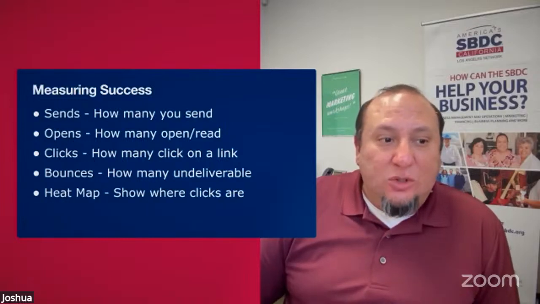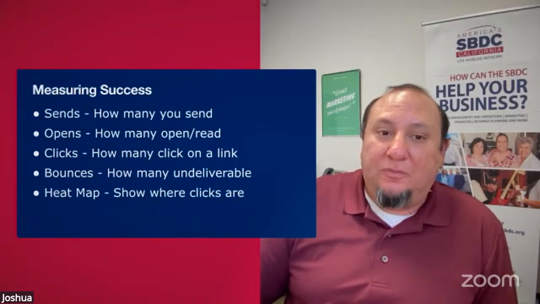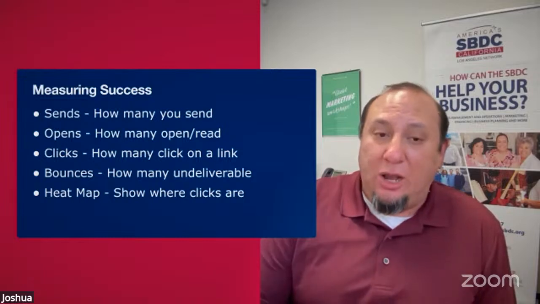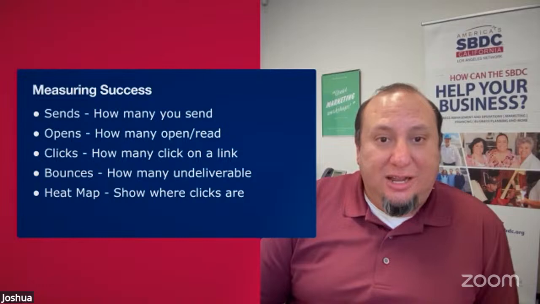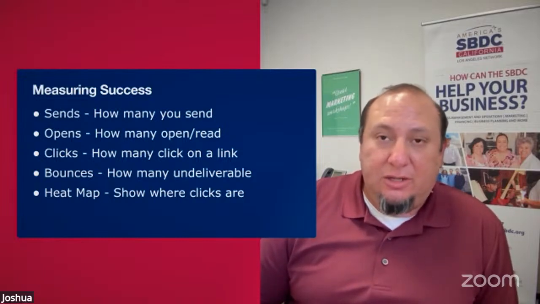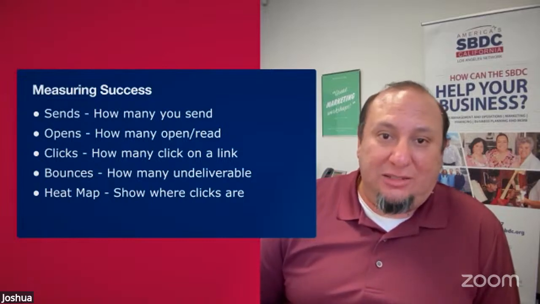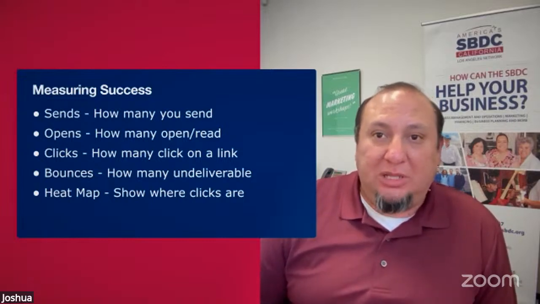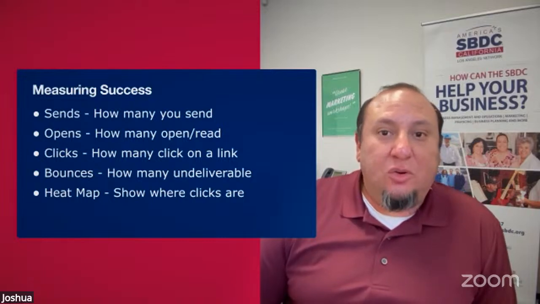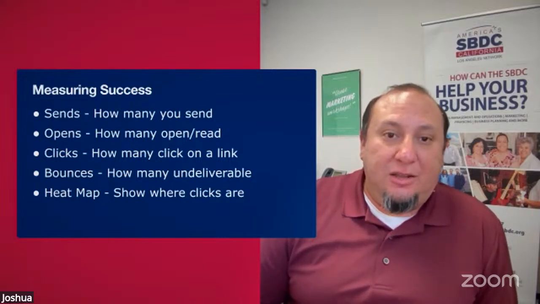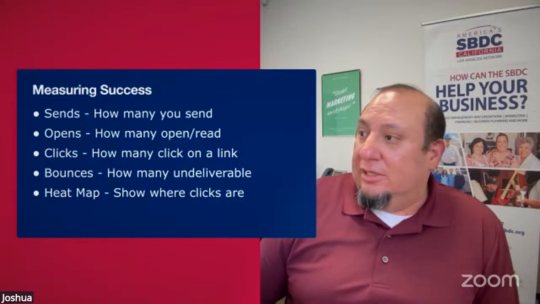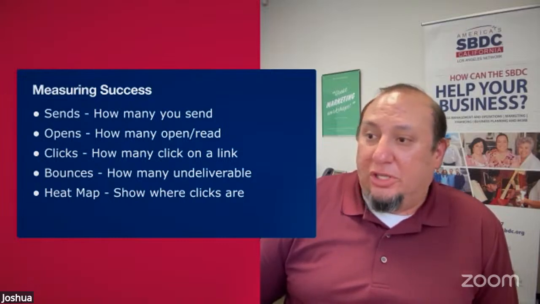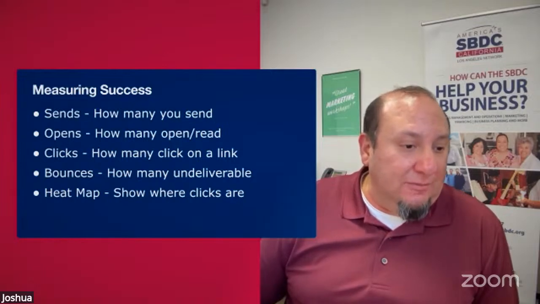And then the last thing is going to be the heat map. Just as the clicks show you how many people have clicked, the heat map on Constant Contact and a lot of other email autoresponders will actually show you where they clicked. So if we have multiple places and multiple calls to action, we can see which ones are resonating with those subscribers. Actually, let me take a look and we'll show you what that actually looks like.